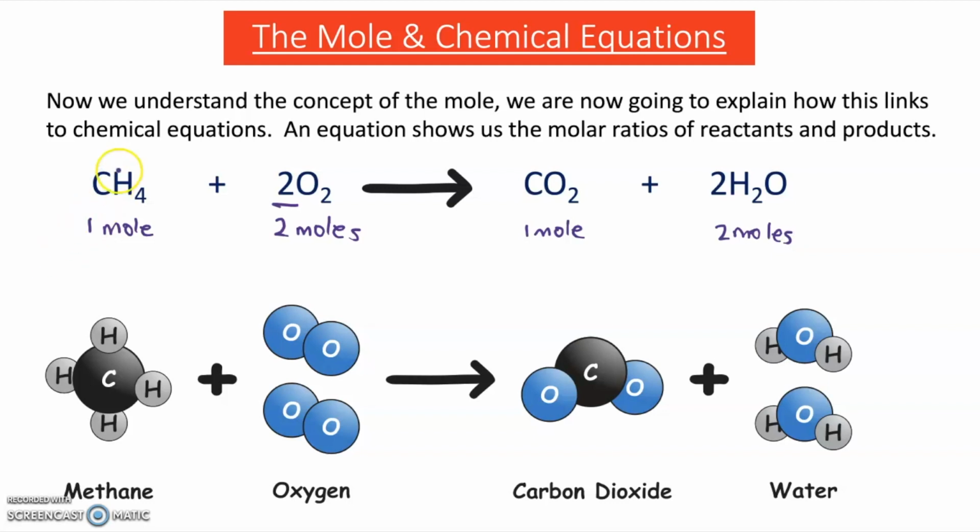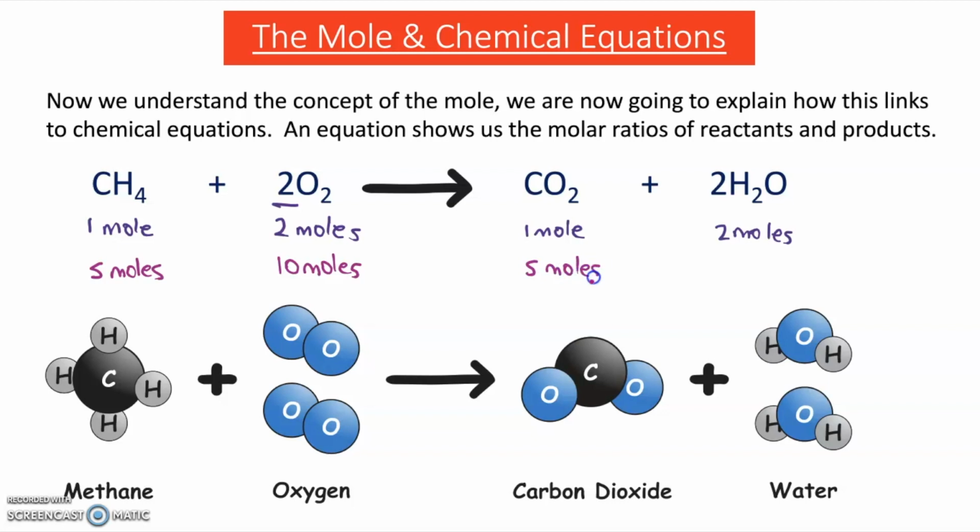Because remember, a mole is just a counting unit. It's just a set number of molecules or atoms or ions. And a mole is equal to 6.022 times 10 to the 23. It's Avogadro's number. So if we had 1 mole of CH4 reacting with 2 moles of O2, we would have 1 mole of carbon dioxide and 2 moles of water, because that's what the equation tells us that the ratio is.